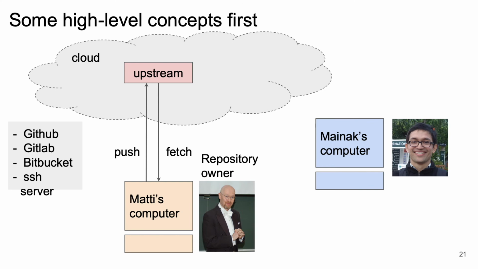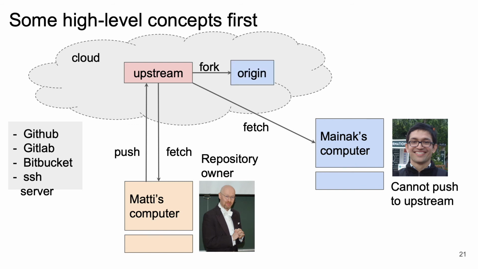But enter the postdoc of Mati, and he wants to contribute to this very popular software project. But unfortunately, he cannot push directly to upstream. He only has the right to fetch branches from this repository. So what can he do?